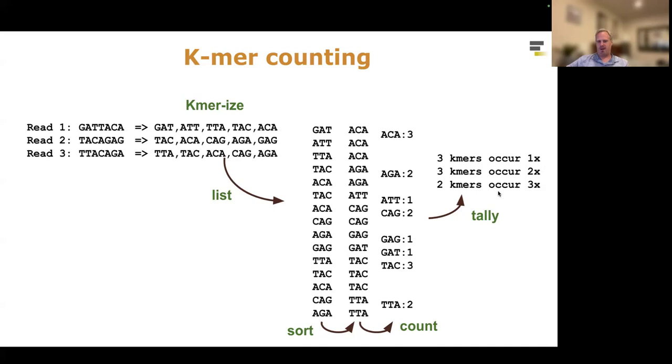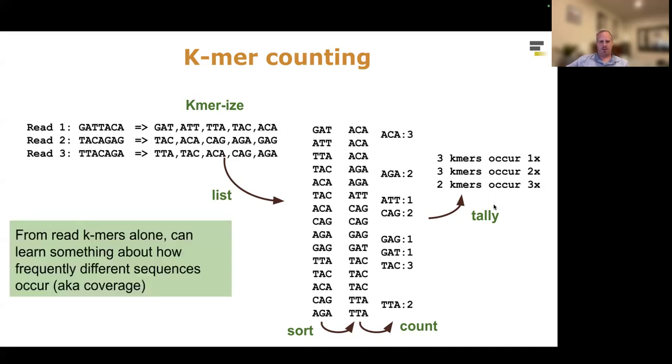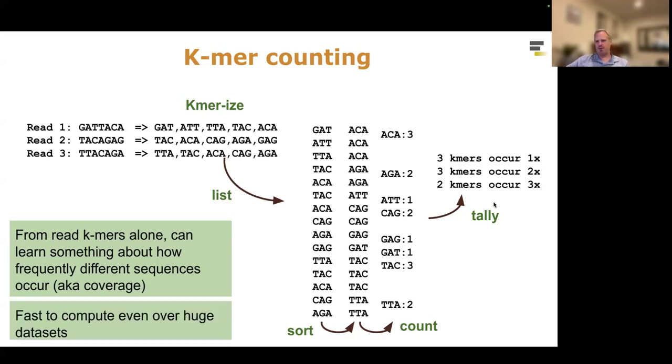We can tally up how frequent different k-mers occur. That will give you a really good clue about the overall genome coverage. Another practical benefit is there are good tools, there are algorithms. One's called Jellyfish, one's called KMC, and there are newer ones called FastK.